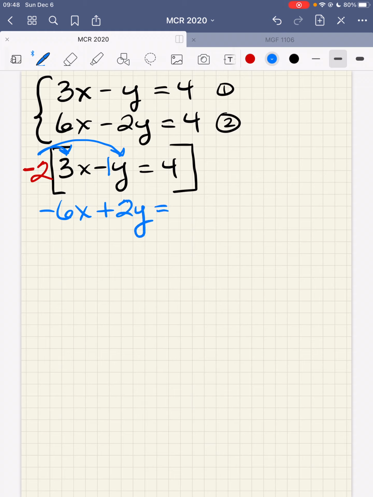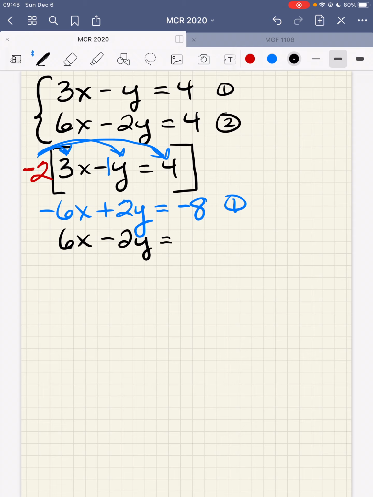Equals, I'm distributing it to the 4 also, so -2 times a positive 4 is -8. Right? I'm going to go ahead and put this in my system, and this is now the new equation 1. And I'm going to put equation 2 as it is underneath of it.